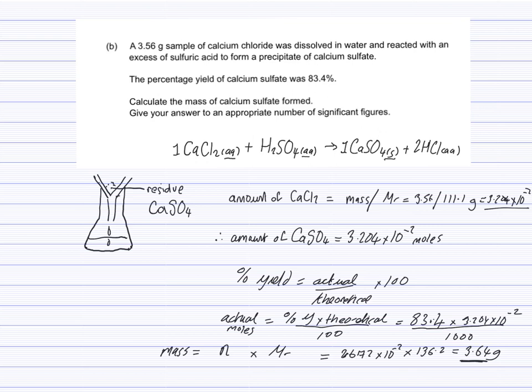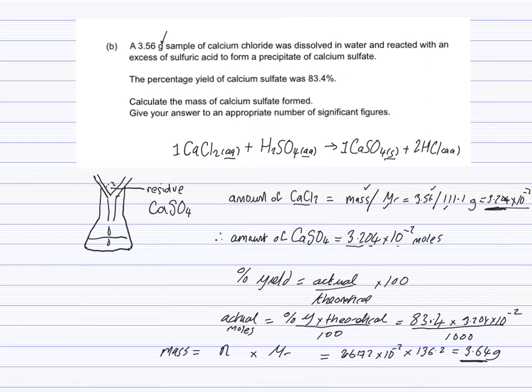So the first thing we can do is we look at our mass, and that will give us our amount of calcium chloride in moles. That's the mass divided by the MR. So that's the mass of calcium chloride divided by its MR, which is 111.1, which is 3.204 times 10 to the minus 2 moles. And therefore the amount of calcium sulfate is also 3.204 times 10 to the minus 2 moles, because it's a 1-to-1 ratio.